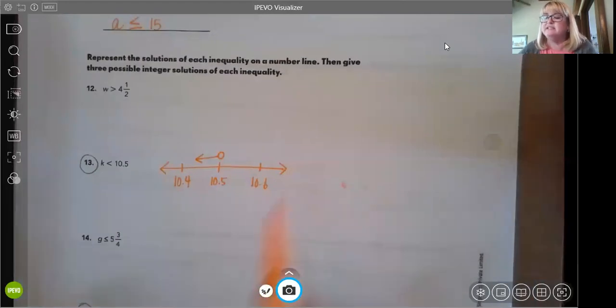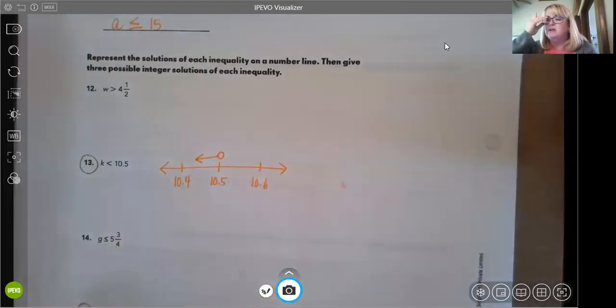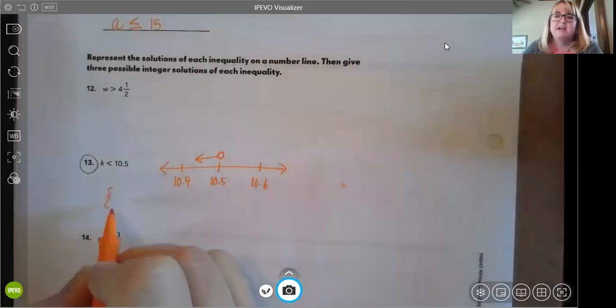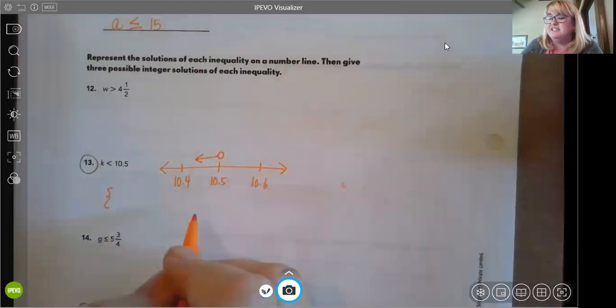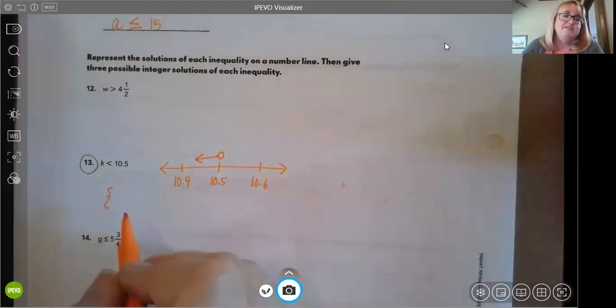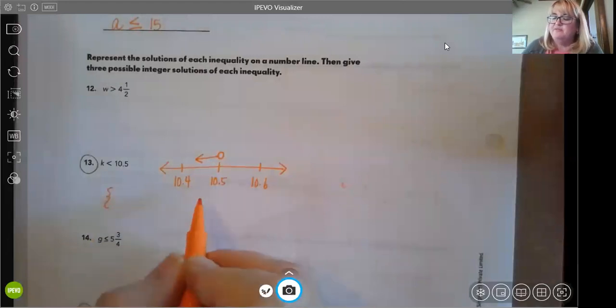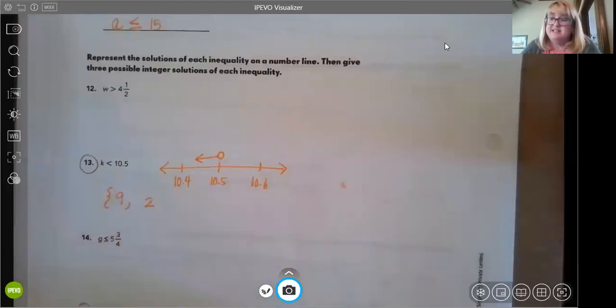The second part says give 3 possible integer solutions of each inequality. So I want 3 whole numbers that are less than 10.5. Well, all I'm doing is making these little curly brackets. It's set notation. I'm just writing my answers in set notation. You don't have to do that, but I'm just doing that. Okay, so numbers less than 10.5 that are whole numbers. Well, 9 is less than 10.5. 2 is less than 10.5.